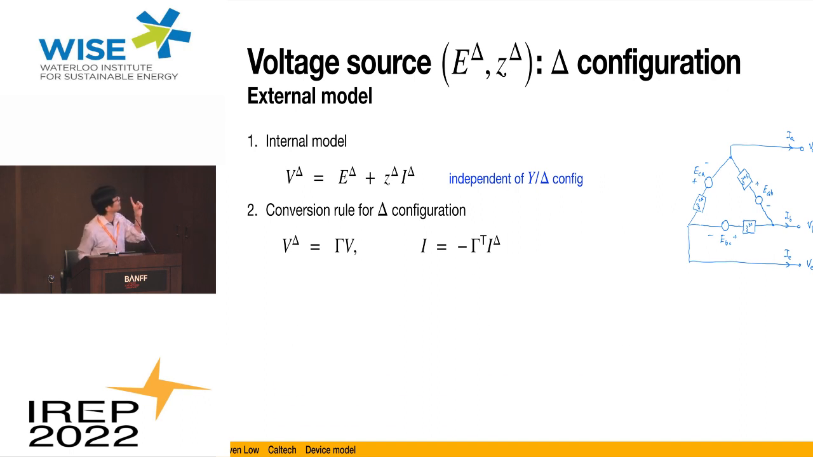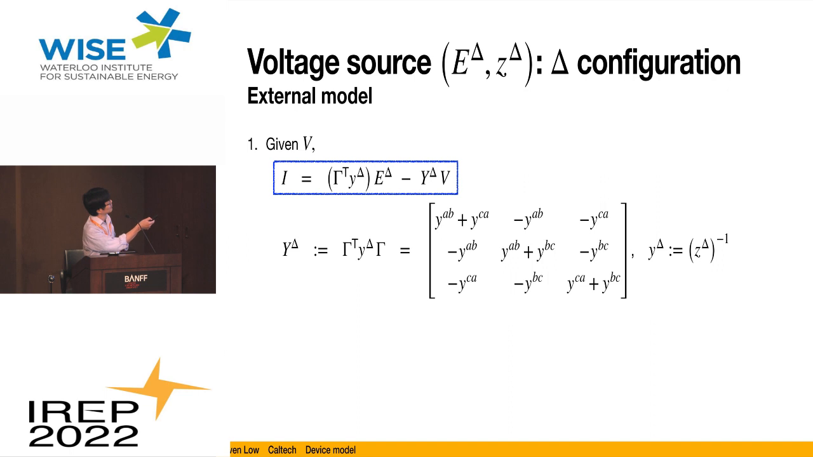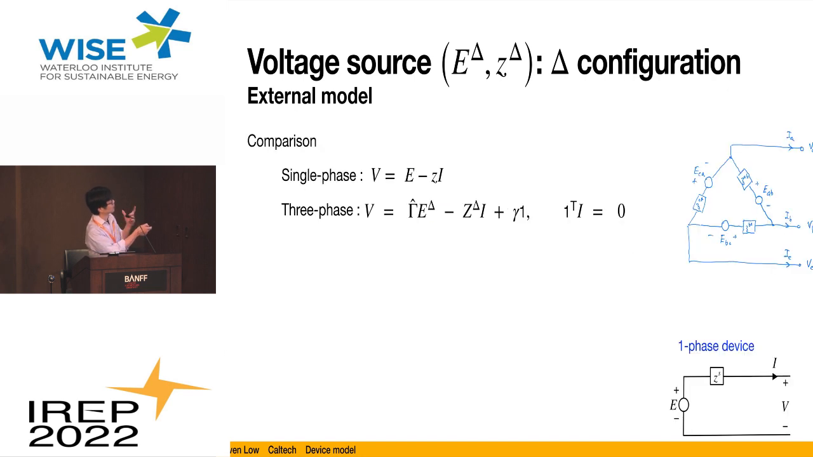Let me give you one example to illustrate. So let's say we have a voltage source, right? It's not necessarily ideal, so there are these diagonal entries of the impedance. So this is the internal model that describes how the voltage source behaves. This is the conversion rule that we saw before. Eliminate the internal variable. So interestingly, for the single phase, the relationship between the external voltage and current is very simple. You can go from one to the other. But in the three-phase case, it is asymmetric.